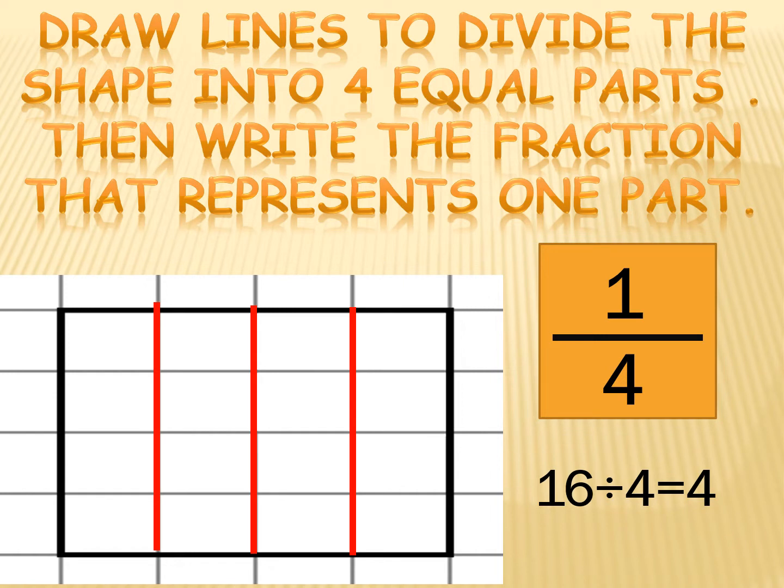After dividing, you should write the fraction that represents 1 part. So we have 1 part. We have to write 1 over all the parts, 4. So 1 over 4. And this is called a unit fraction.